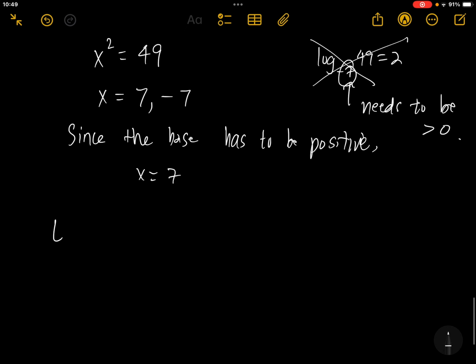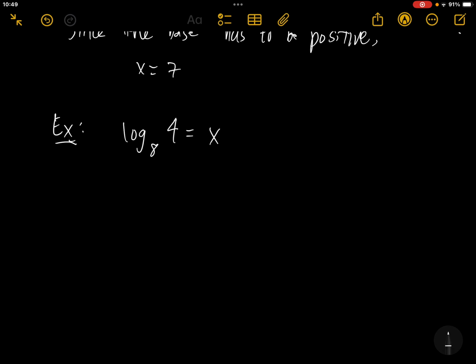What about log sub 8 of 4 equals x? Okay, this one's a bit trickier. So again, we rewrite it as x to the 8th equals 4. Can you figure out what x is going to be? Remember that 8 and 4 are both powers of 2, and when I have that, I can rewrite things in terms of the same base.